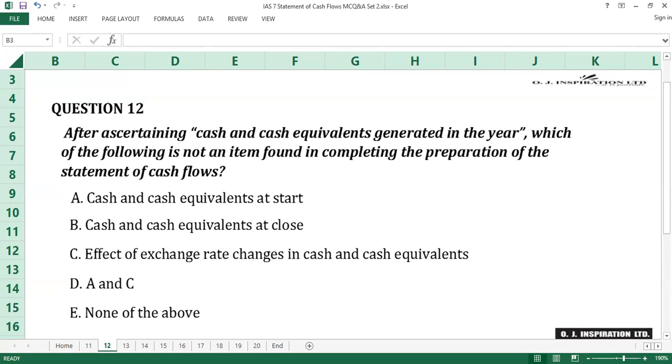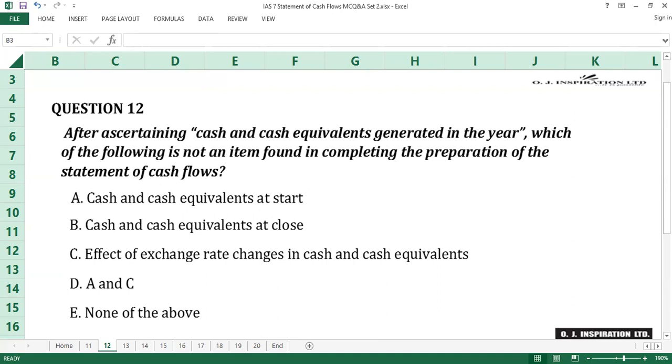Question number 12. The answer to question number 12 is E, none of the above. All of the options from A to C are line items used in completing the preparation of the statement of cash flows. While cash and cash equivalents at start and at close are obvious, effect of exchange rate changes in cash and cash equivalents are not always obvious.